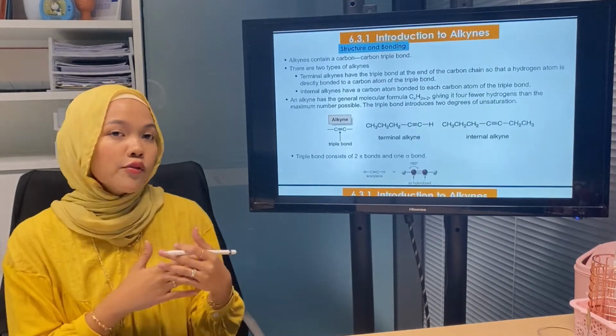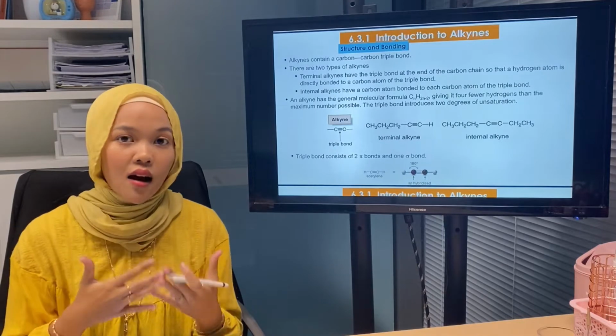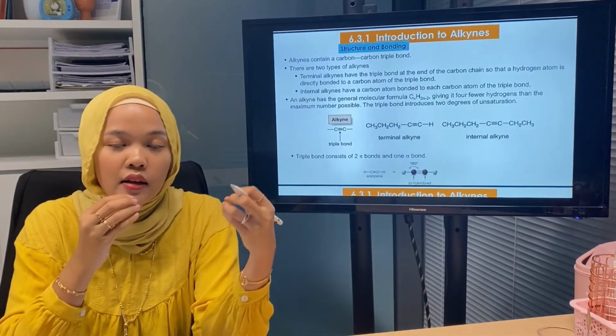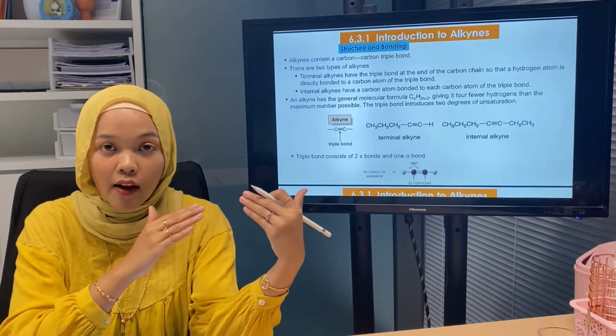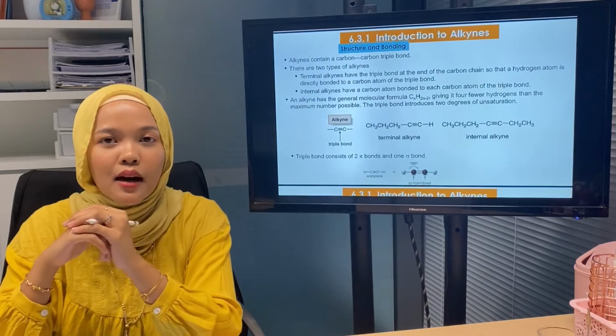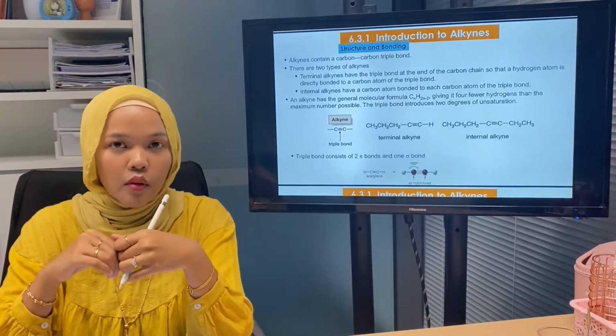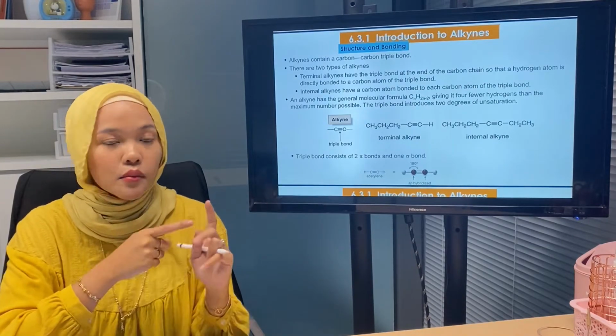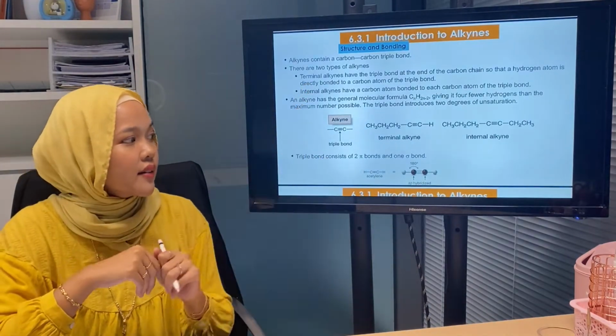Okay, so first of all, what is an alkyne? An alkyne is a hydrocarbon as well. The difference between alkyne and alkene is that an alkyne contains a carbon-carbon triple bond. And you are going to have two types of alkynes, which are the terminal and internal alkyne.